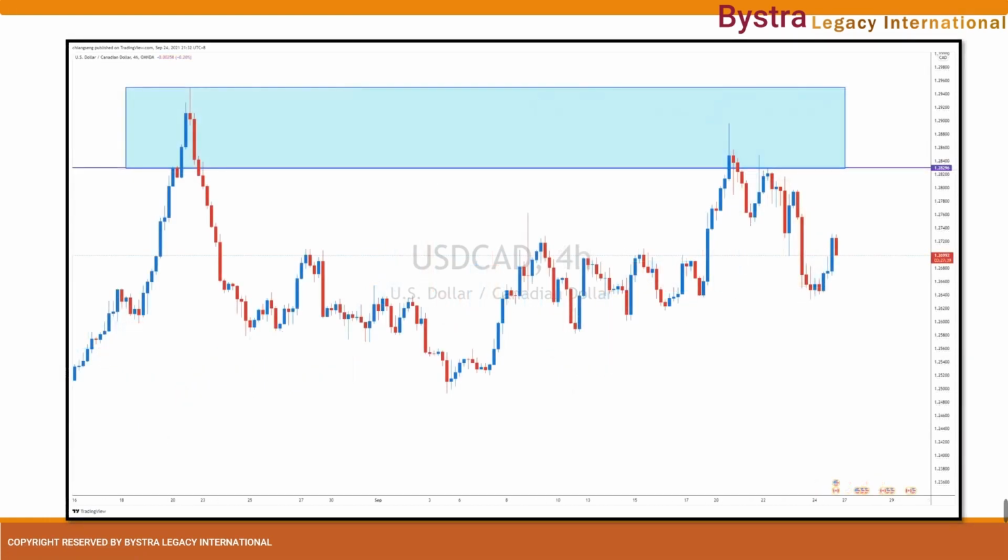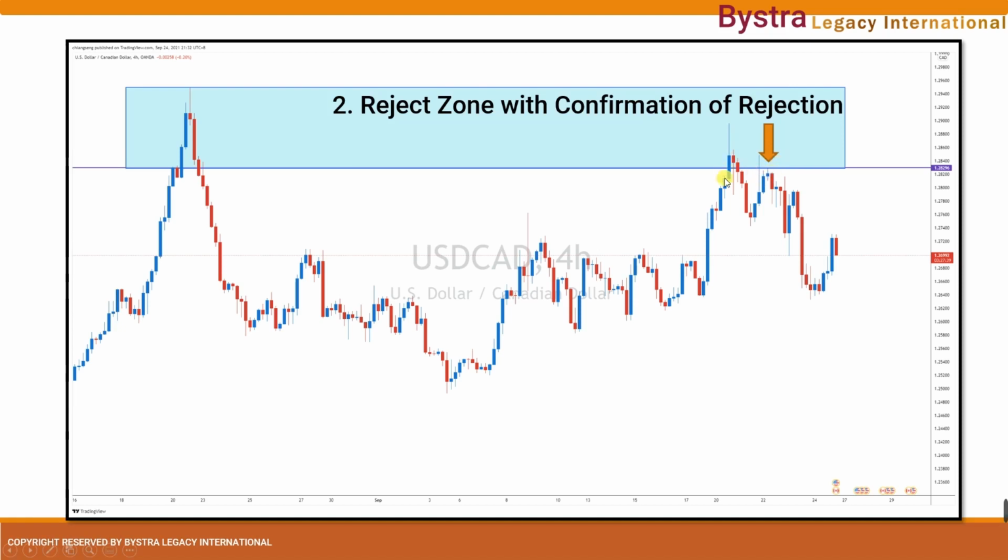In the H4 time frame, we can see that the price has rejected with a confirmation of rejection. Okay guys, so price has touched the zone and rejected with confirmation of rejection. As you can see here, price has also rejected this zone using the 3 black crows. So you can enter here. If you miss entry here, we can enter for the second time over here. So this is the first confirmation of rejection.